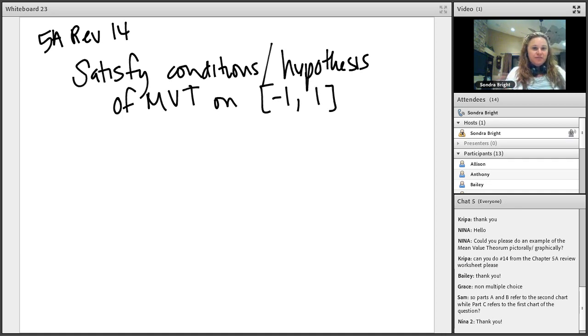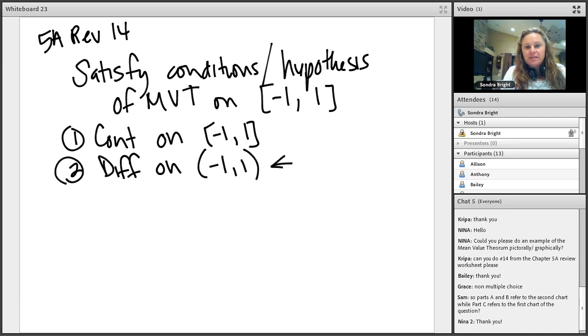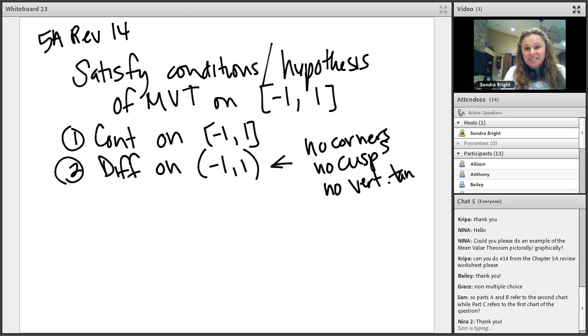If it's fine in between there, then it doesn't matter if it's fine outside of there. So the conditions are continuous. It needs to be continuous on -1 to 1. And then it needs to be differentiable on the open interval from -1 to 1, which means no corners, no cusps, no vertical tangents, things like that.